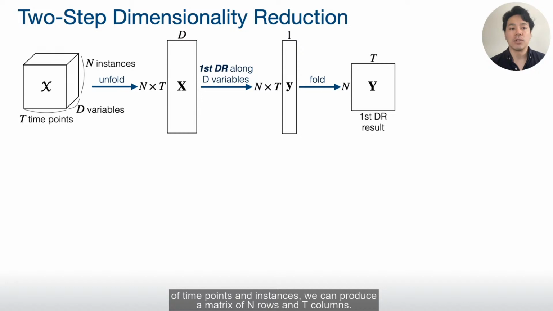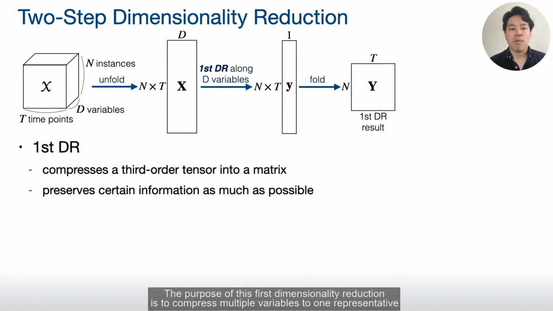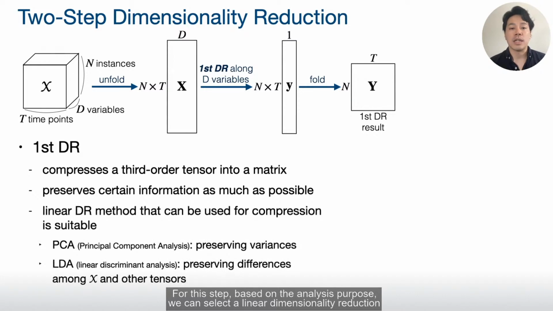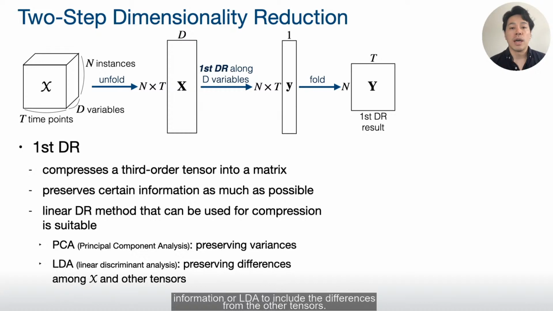rows and t columns. The purpose of this first dimensionality reduction is to compress the multiple variables to one representative variable while preserving certain information as much as possible. For this step, based on the analysis purpose, we can select a linear dimensionality reduction method. For example, we can use PCA to preserve the variance information, or LDA to include the differences from the other tensors.